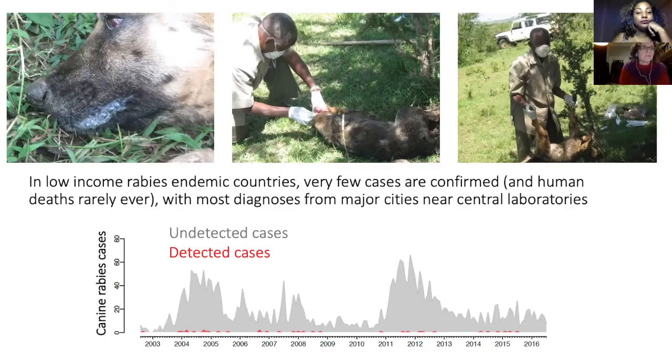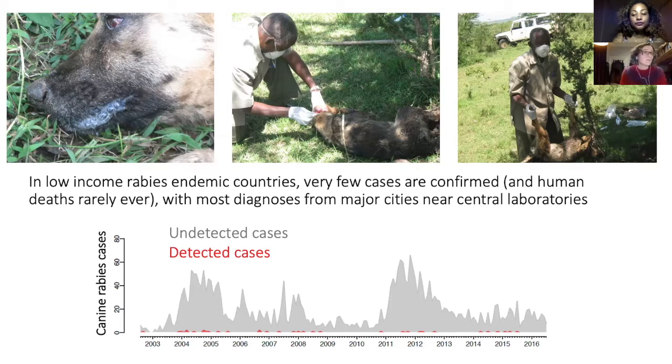I'm going to move on to surveillance now. So generally, rabies surveillance is extremely poor in countries where there is endemic dog rabies. You can see here, the graph on the bottom is the cases in Serengeti district, but in red is what I roughly think is the number of rabies cases that would be confirmed and appear as official records in statistics from Tanzania. And you can see they're just the tip of the iceberg.